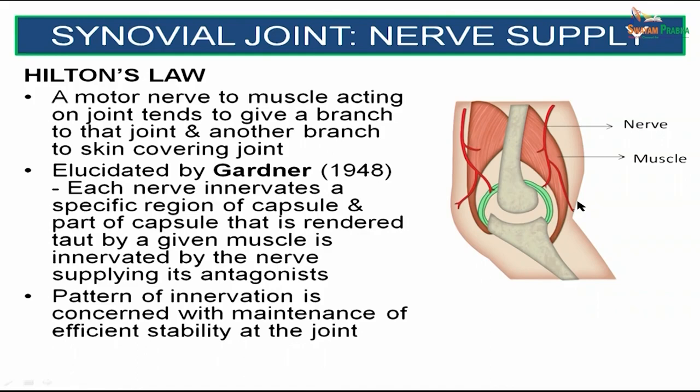is supplying the skin. The second law, Gardner's law, states that each nerve which innervates a specific region of the capsule, and that part of the capsule which is rendered tight by a given muscle, is innervated by the nerve supplying its antagonist. This pattern of innervation is important because it is concerned with the maintenance of efficient stability of the joint.